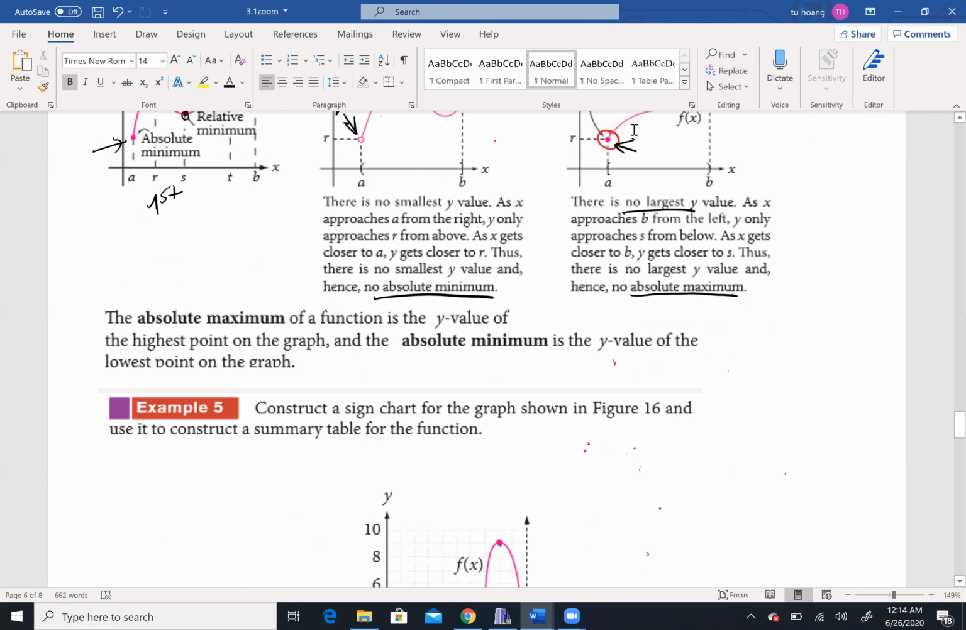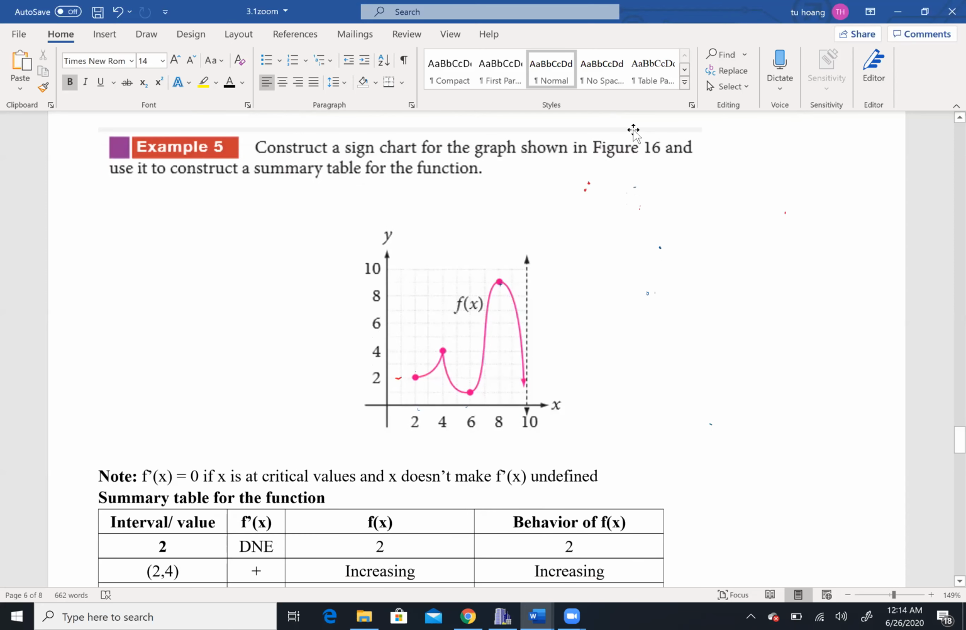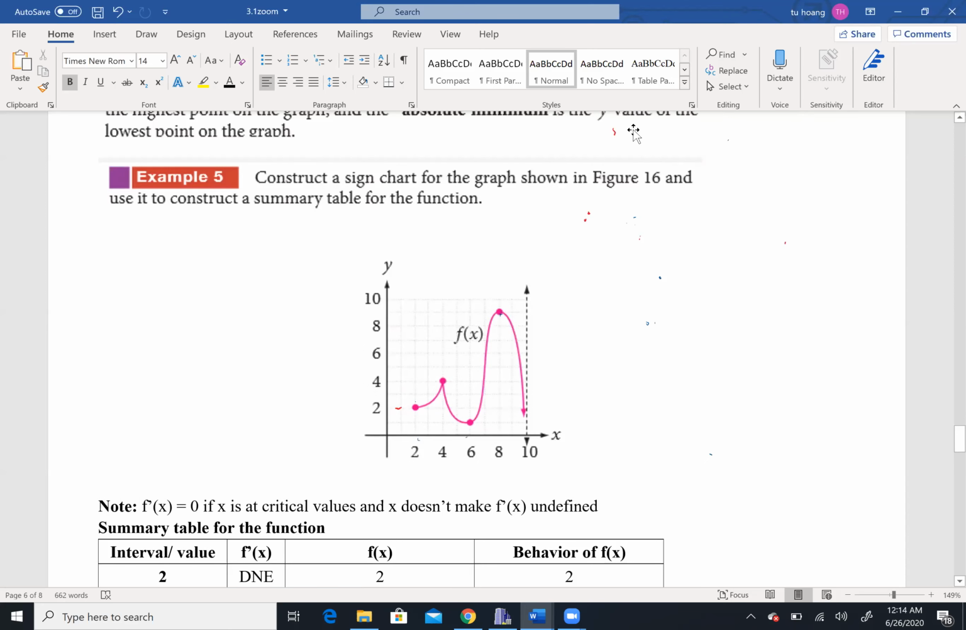Let's go ahead and do example 5. In example 5, the question is to construct a sign chart for the graph shown in figure 16 and use it to construct a summary table for the function. So this is figure 16, and I would like to construct a sign chart. I'm going to have a number line here.